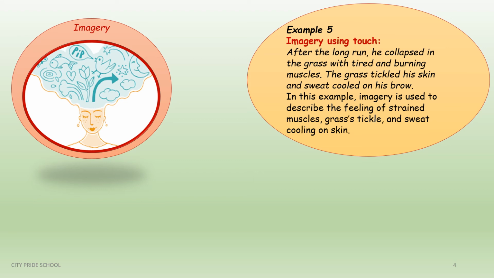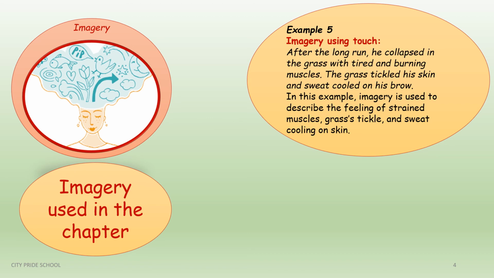After the long run, he collapsed in the grass with tired and burning muscles. The grass tickled his skin and sweat cooled on his brow. Now here again you can feel how the cool grass would have given a very cool and soothing effect to the already sweating muscles of the person, right? So imagery is used to describe the feeling of strained muscles, grass tickling and sweat cooling on the brow. And how tired the muscles were and how relaxed he felt after the grass tickled the skin, right?